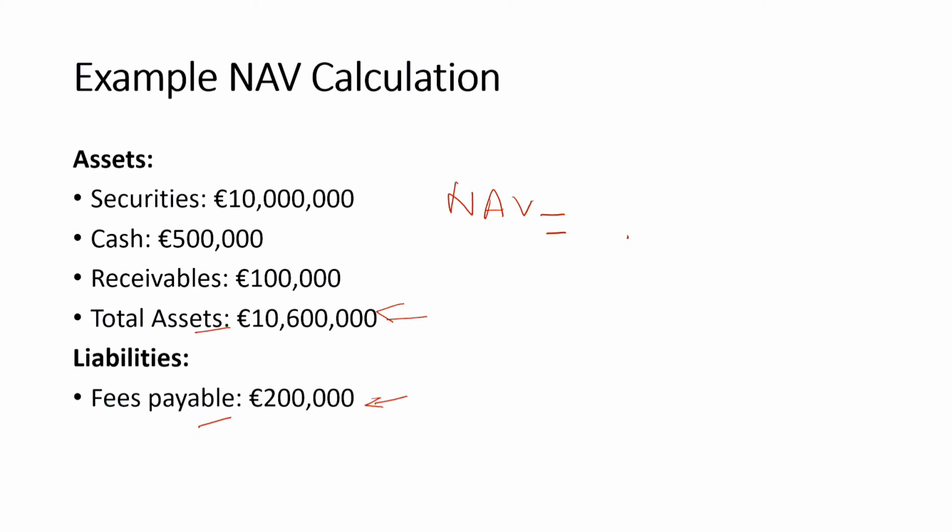NAV is equal to total assets minus total liabilities. Total assets is 10.6 million euros minus total liabilities of 200,000 euros. This gives us a NAV of 10.4 million euros. This is the NAV.